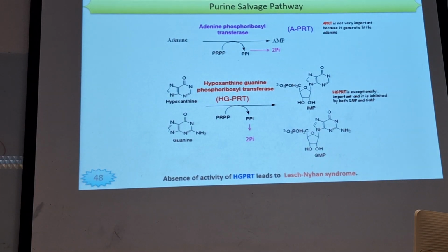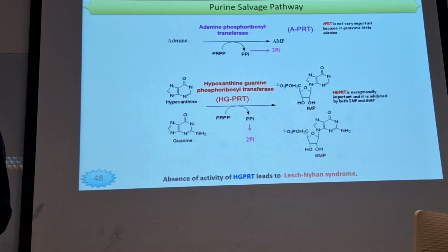guanine phosphoribosyltransferase transferase, HGPRT. So do we have to memorize everything? Yes. All the pathways? All the pathways. Yes.